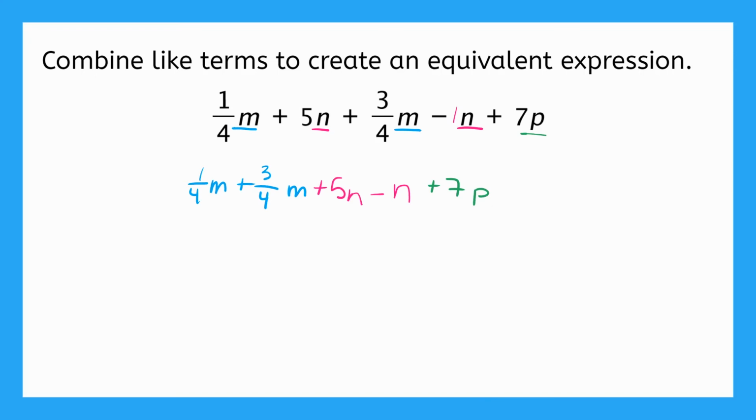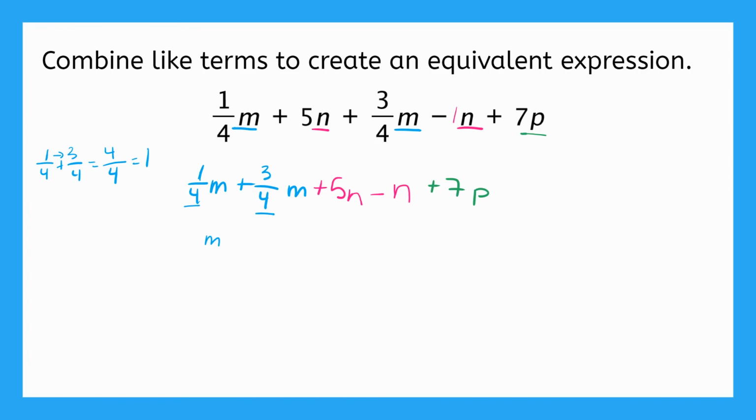Great, so now I'm gonna go ahead, I'm gonna combine my like terms. So here it might be easier to think about my coefficients. I have 1/4 plus 3/4. Addition, I add across the top, 1 plus 3, that gives me 4. I keep my denominator the same, 4. So 4 over 4, we know that, is just equal to 1. So this would be 1m, and I can rewrite this without the 1, so I can take my 1 away and I just have my m.